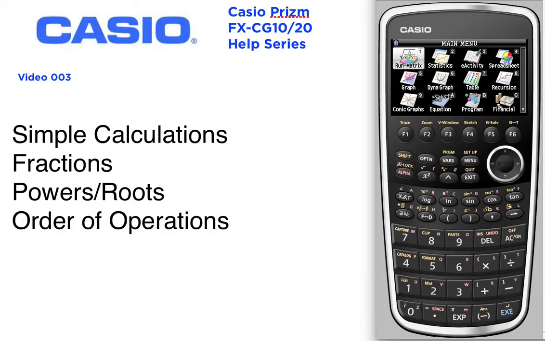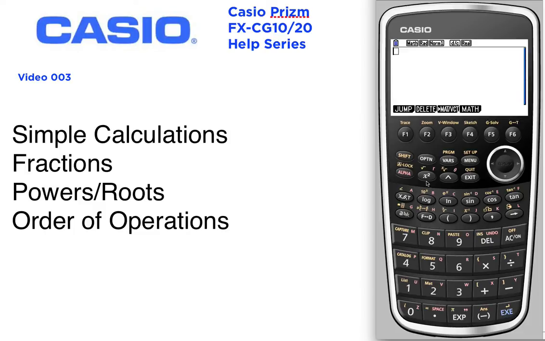Simple calculations. From the Run Matrix menu, we're going to take a look at some simple calculations. In there, we're going to go into Execute to go into the Run Matrix. We'll do some simple calculations involving fractions, powers, and do some order of operations as well. Whole numbers all work the same way as they normally do, so no need to go into all that. But let's go into fractions.